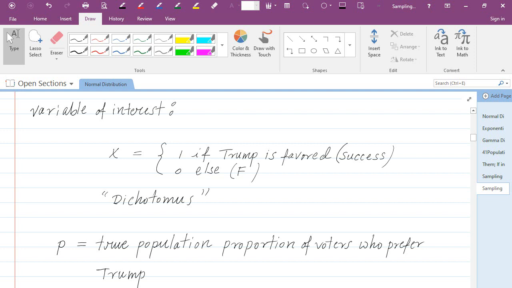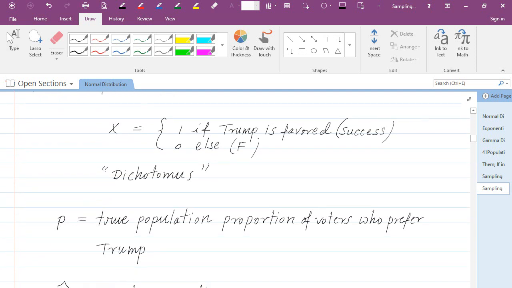So again, x is 1 if Trump is preferred, and we're going to call that categorically success, or S, and x would be 0 else. In this case, Trump is not favored. We're going to categorically call that a failure, or F. So again, we are looking at a dichotomous variable, so it has exactly 2 values.